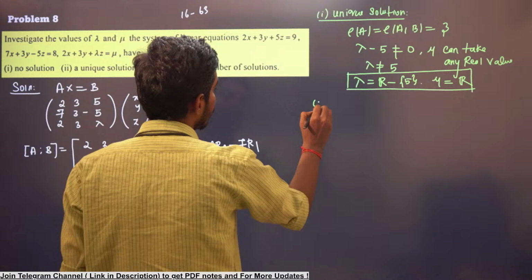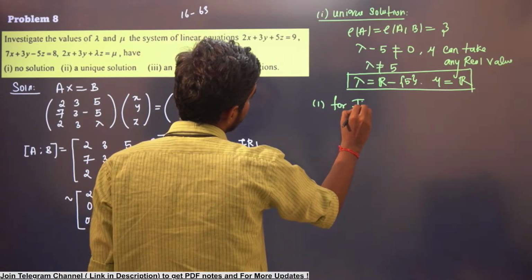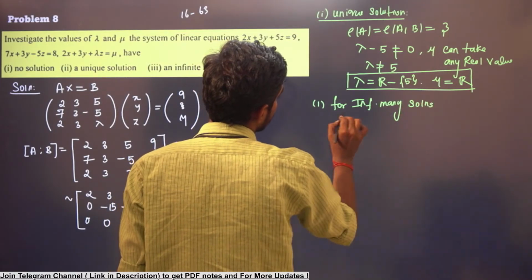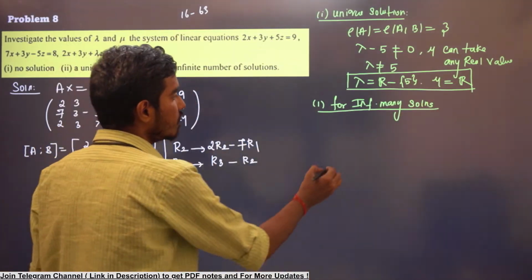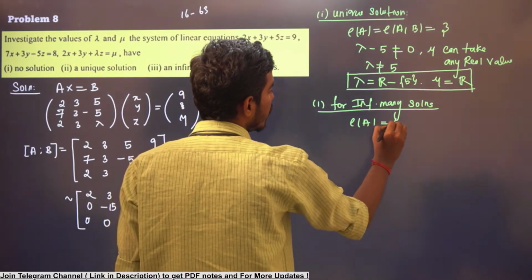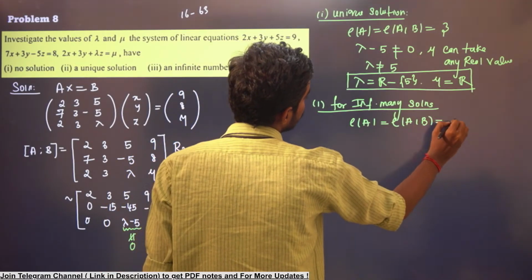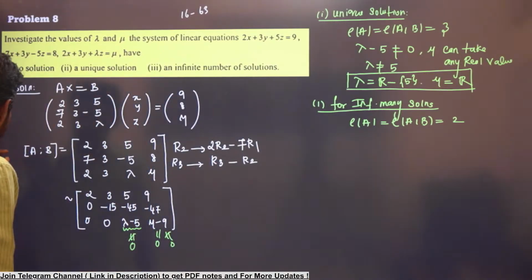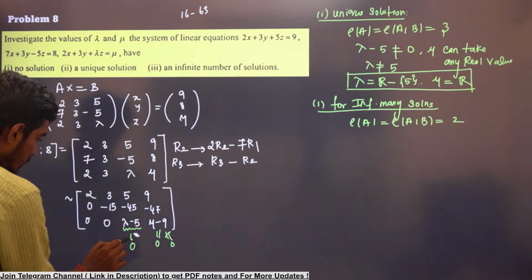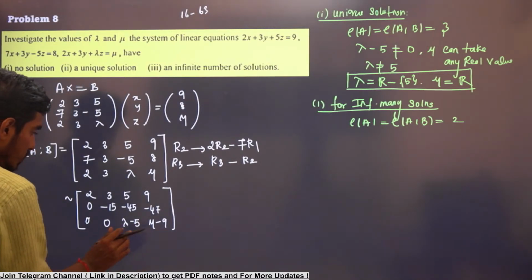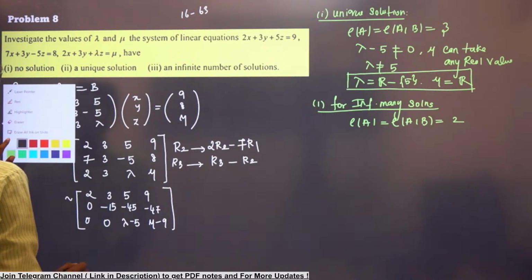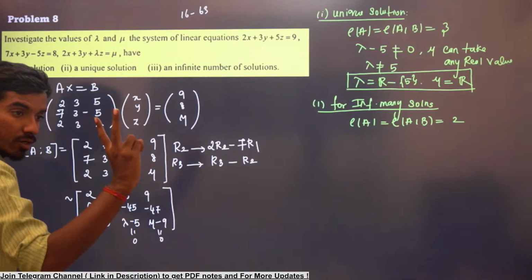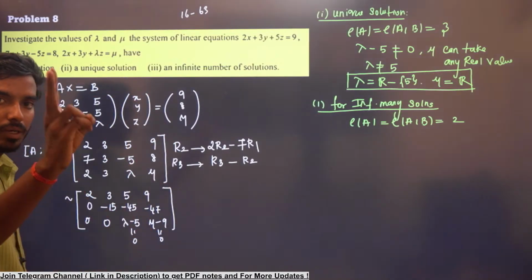Yes. Now for the second, for infinitely many solutions, what is the condition? The rank of A and the rank of A comma B should both be equal to 2. Yes or no? Both should be equal to 2. That means this number also should be 0. If this is 0, then the rank of A will be 2 and the rank of A comma B will be 2.